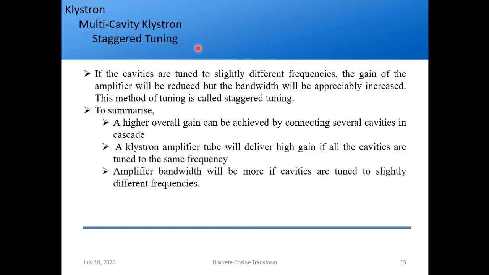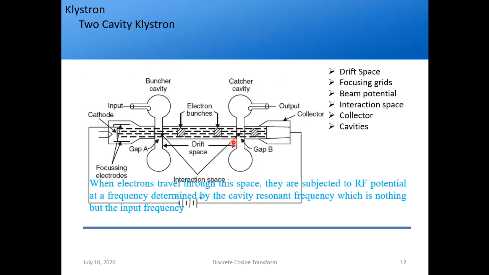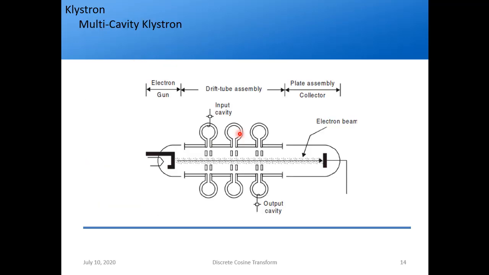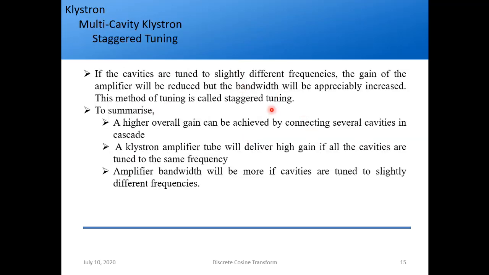Then we studied what is staggered tuning. A cavity corresponds to one resonant frequency only. So if you have a multi-cavity klystron, all are tuned to different frequencies. What will be the advantage? The bandwidth will increase. So that is what we studied in staggered tuning.